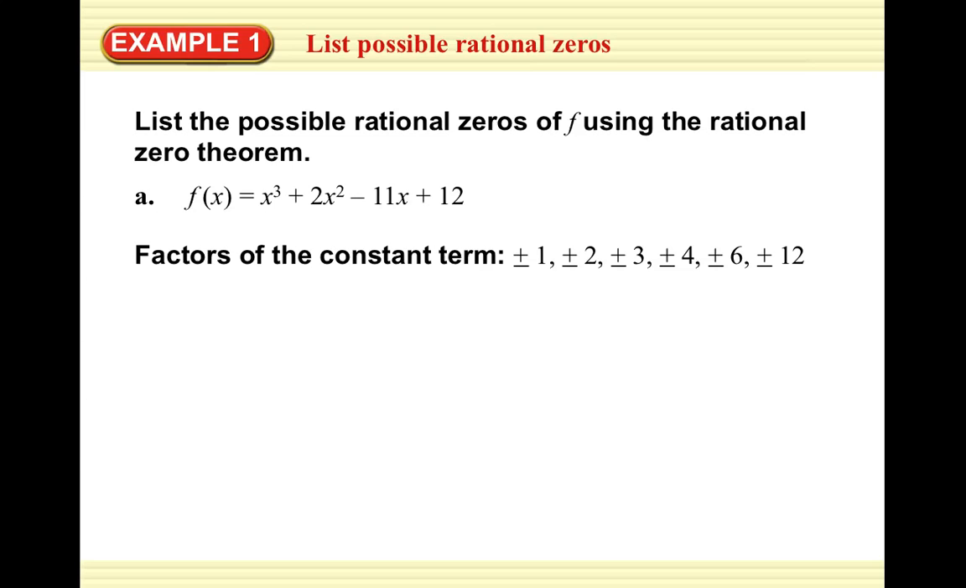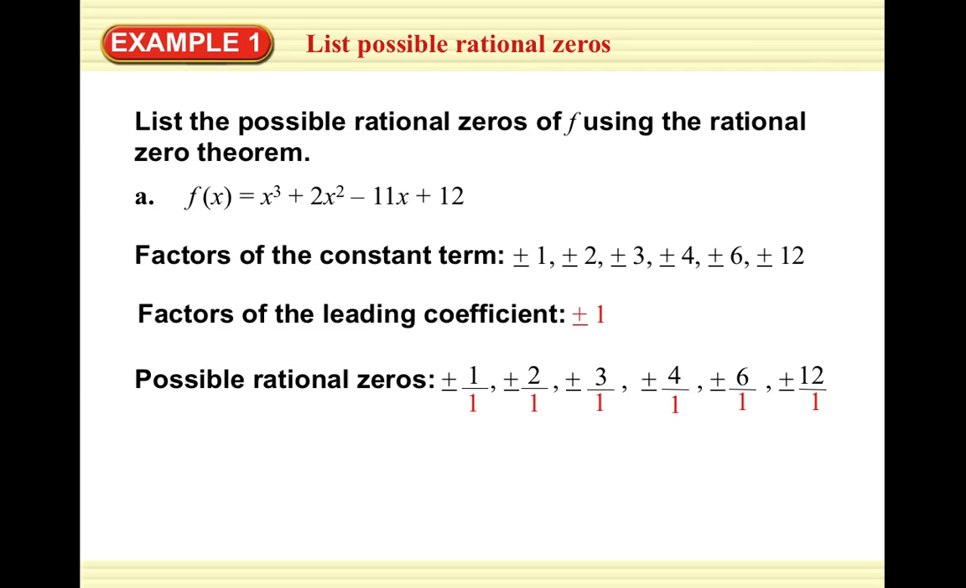Of course, we are looking at positives and negatives, because if I have a negative 1 multiplied by a negative 12, it equals a positive 12. Then we want to look at the factors of the leading coefficient. Well, the leading coefficient is 1, so the only factors would be 1 and negative 1. Then we are going to set up the possibilities by taking every single factor of the constant term and putting it over all of the factors of the coefficient.